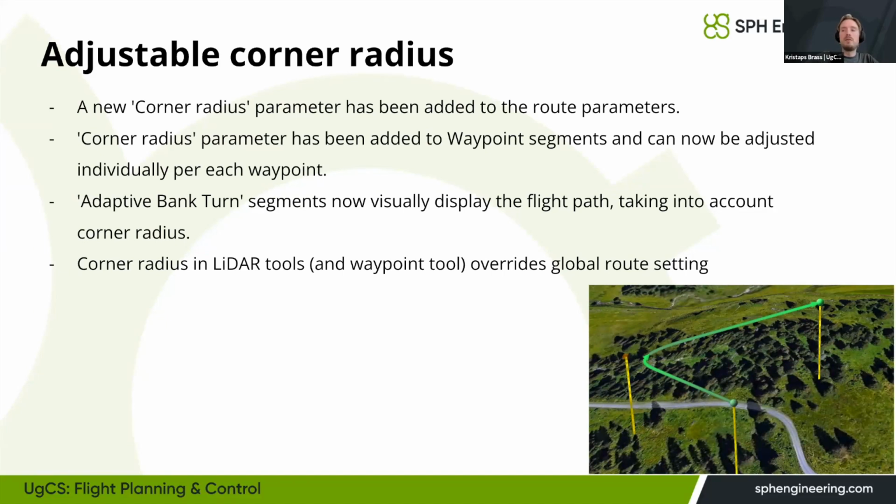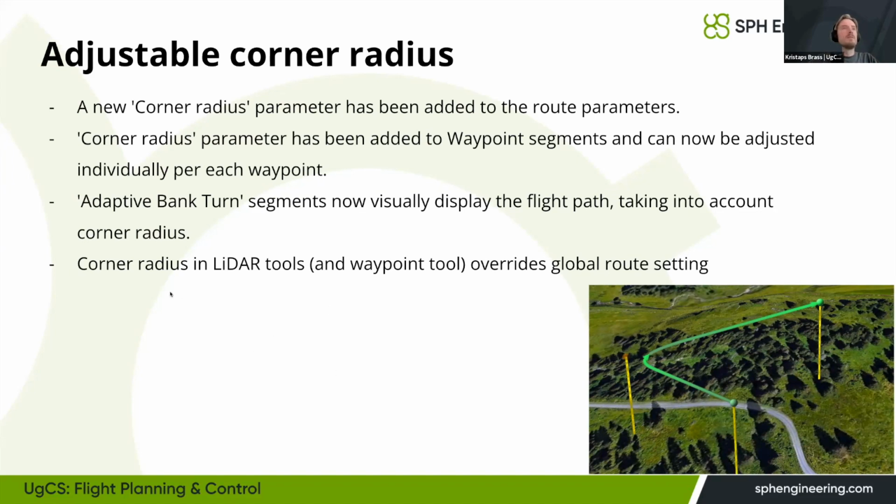This corner radius parameter has also now been added to waypoint segments. This means that even for individual waypoints, you're now able to adjust the corner radius, that is, how the drone should fly through these waypoints when using adaptive bank turn. Again, I want to emphasize this is supported for DJI drones only. The adaptive bank turn is also visualized. In between these segments when you're flying, as indicated here, this is a simple mission of only 3 waypoints, and you can see that GCS does display the radius of the curvature.